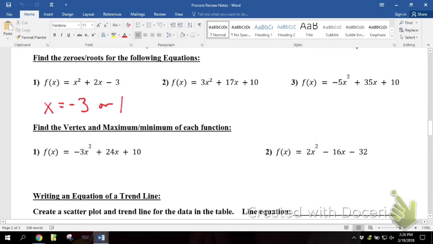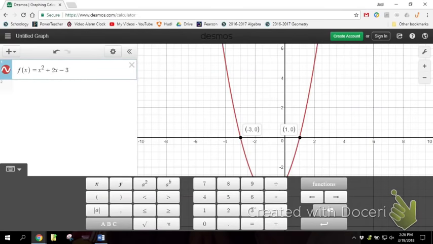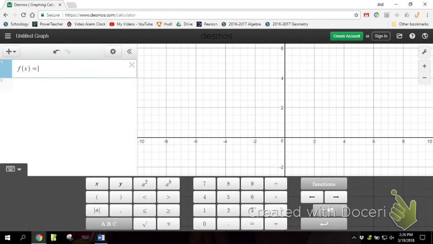I can do the same thing with the bottom problem, the one right underneath of it: find the vertex and minimum or maximum for each function. And so I can go back here and I can still go f of x or y, whichever one you want to put in, -3x squared plus 24x plus 10.